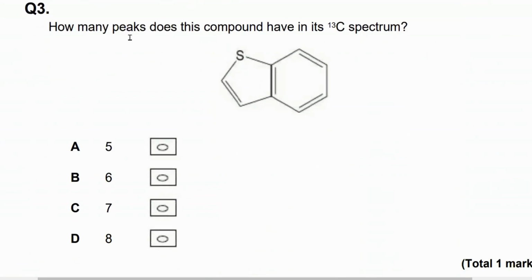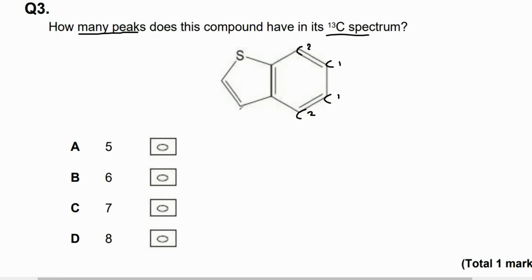Okay, how many peaks does this compound have in its C13 spectrum? Is it 5, 6, 7, or 8? So let's take a closer look. Well, if we count out the different peaks, look, these two at first look symmetrical, like they're identical. These guys all look identical, like they're both ones and they're both twos.